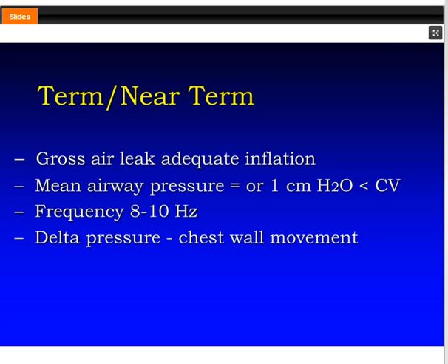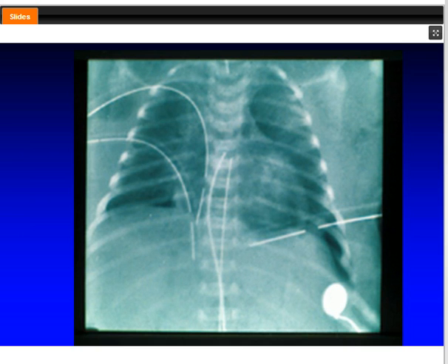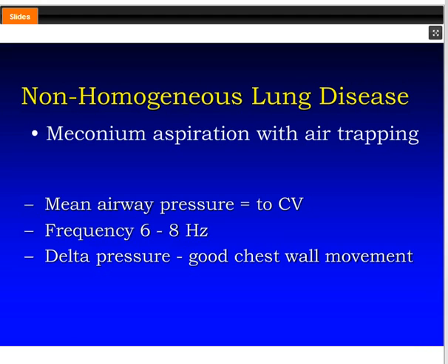Now, what about non-homogeneous lung disease? This probably taught me more about the oscillator than anything, because when I first tried it on these kinds of patients, I was using 10 hertz because that's what we used in the animal, and what we used in a lot of our babies when we first used it. And I once said that it wasn't very good for meconium aspiration with air trapping.